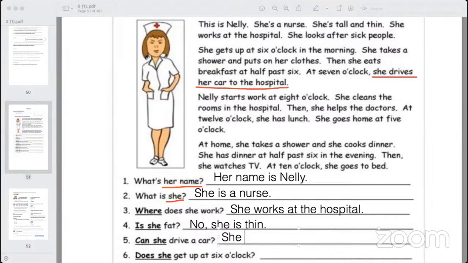She drives to the hospital. To work. You can also say, she drives to work. Or she drives to the hospital. Understood?